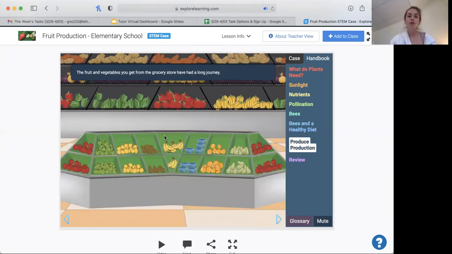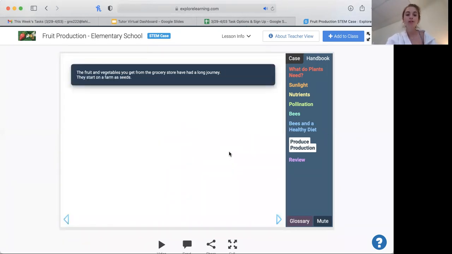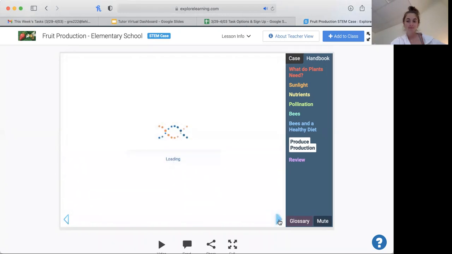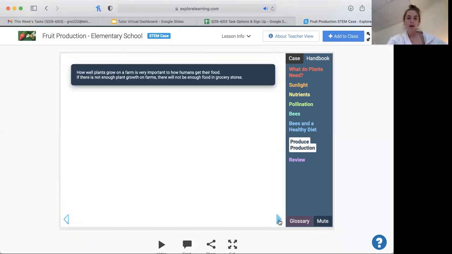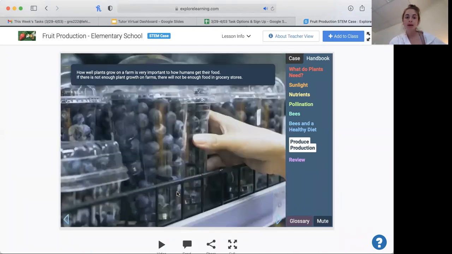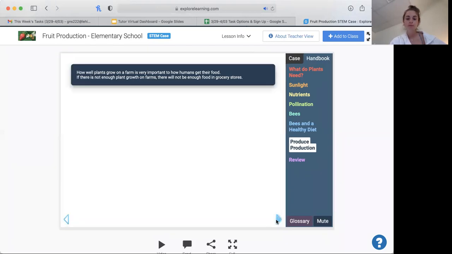The fruit and vegetables you can get from the grocery store have had a long journey. The fruit and vegetables start on a farm as seeds. How well plants grow on a farm is very important to how humans get their food. If there is not enough plant growth on farms, there will not be enough food in the grocery stores.